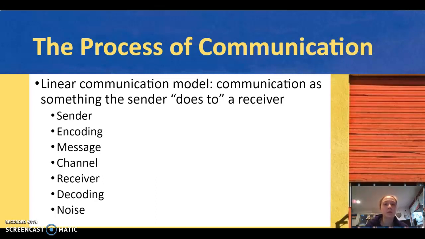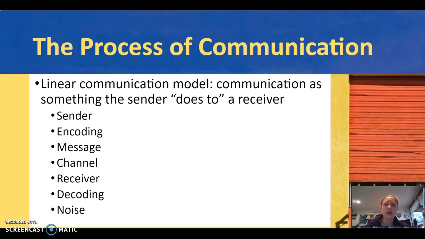That one was basic when researchers first started doing communication, and it was set up as communication is something that a sender does to a receiver, which is really basic and, as read in the book, is set up a lot like how people think of radio communication going or TV communication. So there's a sender, encoding, message, channel, receiver, decoding, and noise.